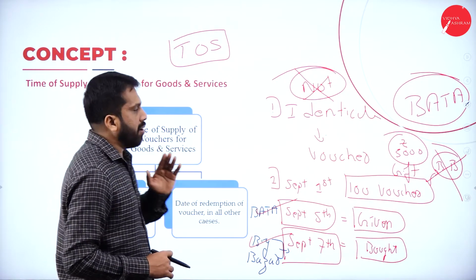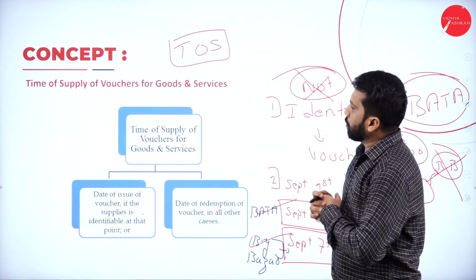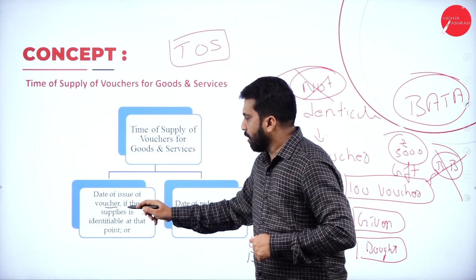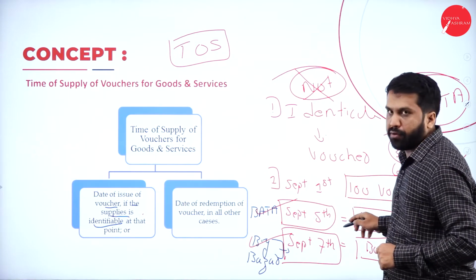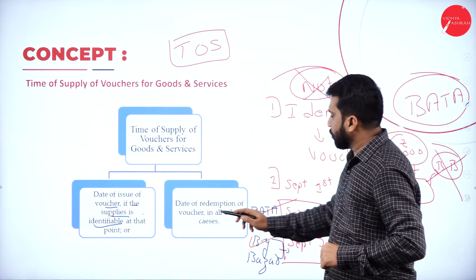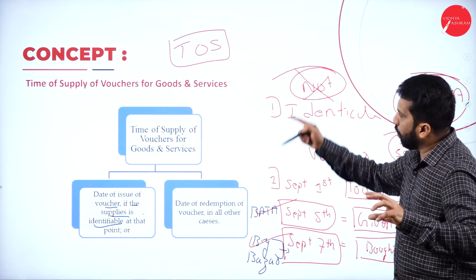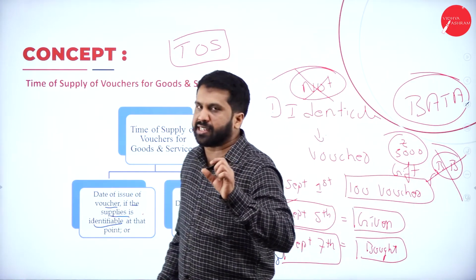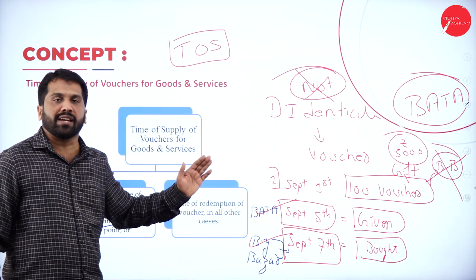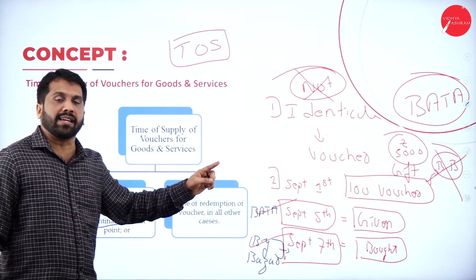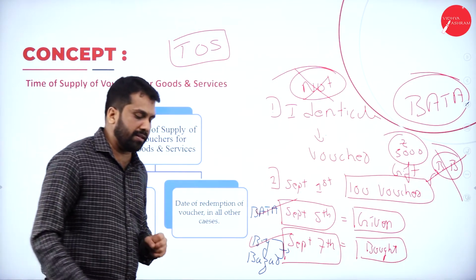Now, these all we call as vouchers. Now, time of supply of vouchers for goods or services: date of issue of voucher, if the supply is identical. I told you, if it is identical, date of issue of voucher. In other cases, date of redemption of voucher. Hope you understood what is vouchers. If they give also, it is a small problem, they will give you all 3 dates. You have to find whether it is identical or non-identical. Identical, date of issue. Non-identical, date of redemption. Hope you are clear. Yes.